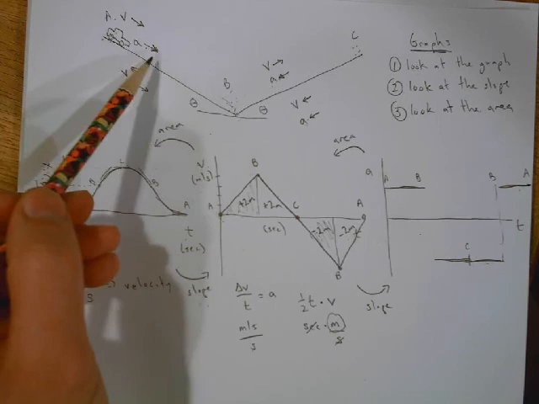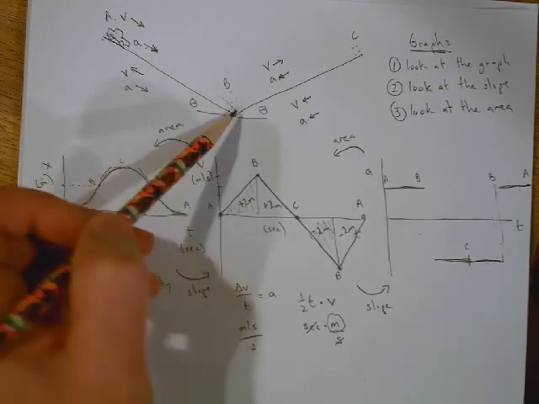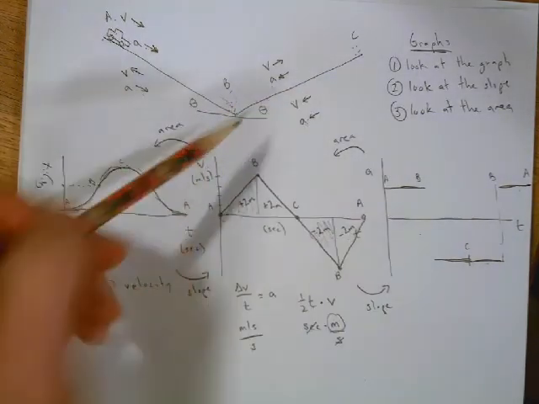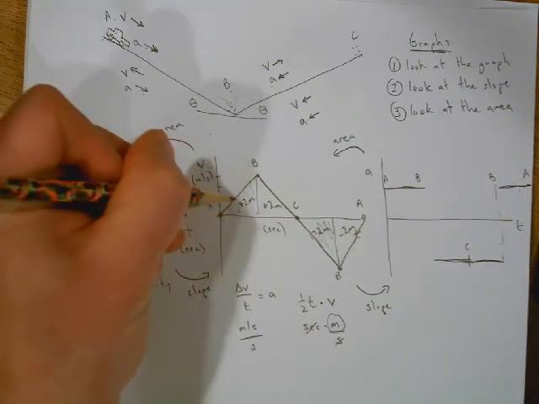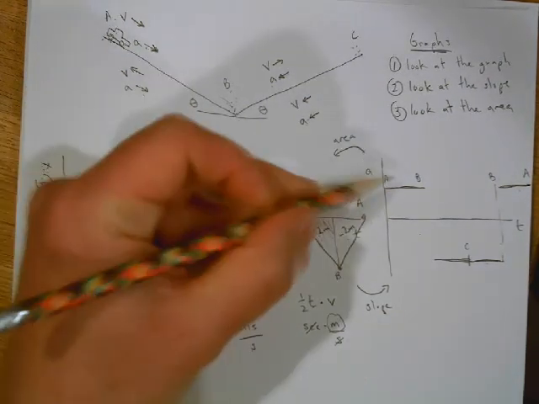But the other way you can think of this is in terms of your FBDs. Your net force here is constant and it's pointing down. Here it's constant, it's pointing backwards.